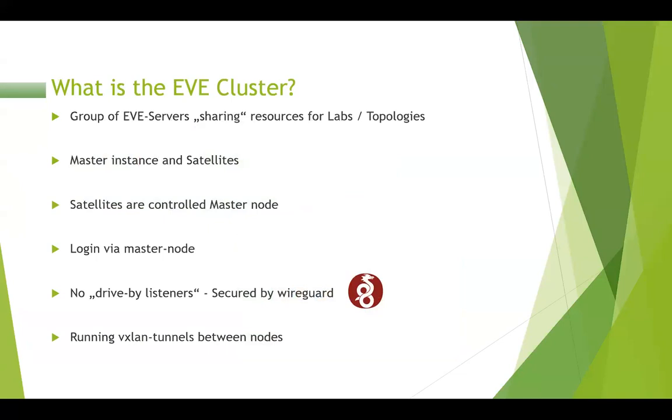And like I mentioned, what is the EVE cluster? Basically, it's a group of EVE servers sharing the resources. There is always one so-called master instance, and the others are called the satellites. And the satellites are controlled by the master node, and you're always working with the master node. The satellites are basically just resources that you add over and over again. Between them, they are secured by WireGuard, so the traffic is encrypted, everything is safe. And under the hood, in case you're interested, it's VXLAN tunnels between the nodes. So that's how they communicate with each other.